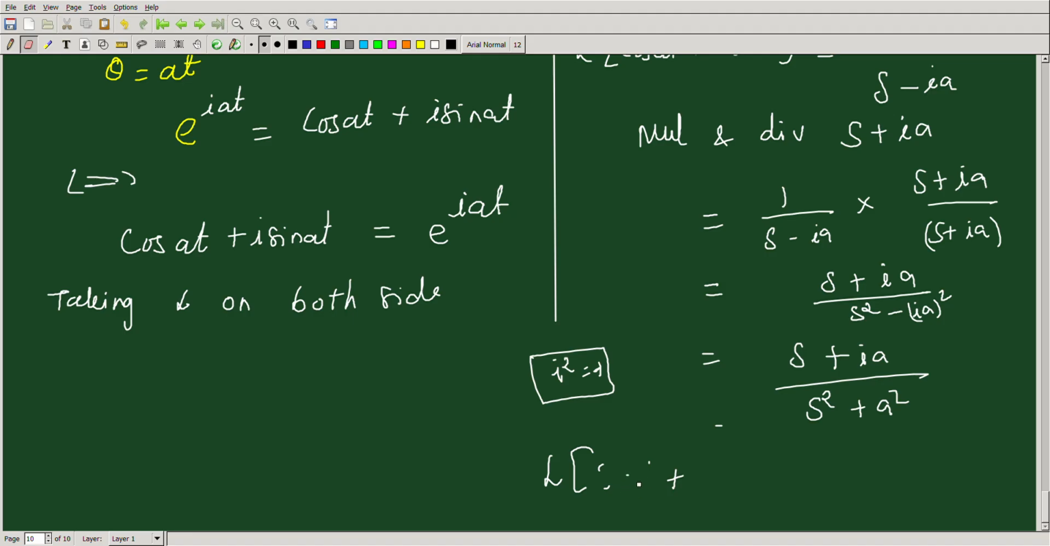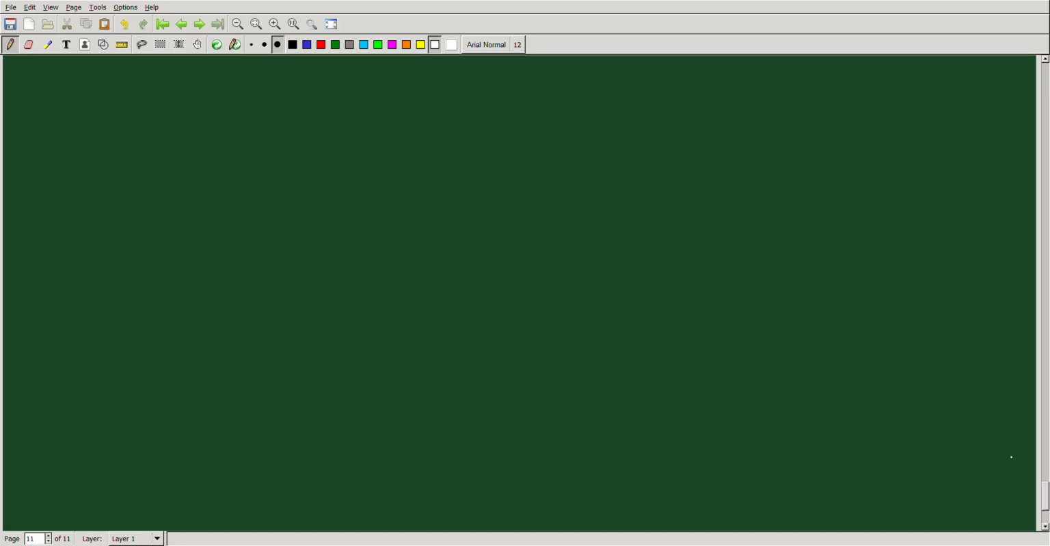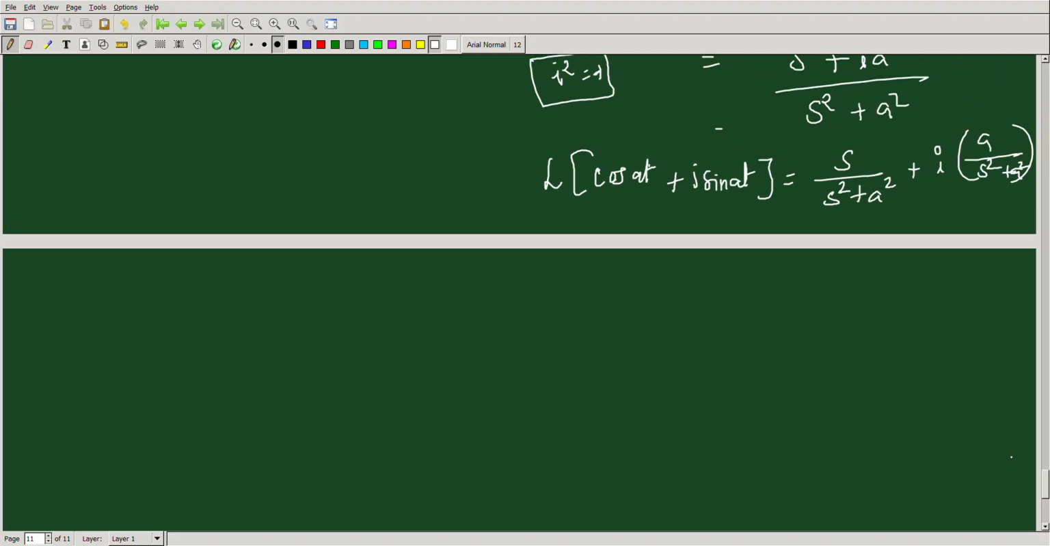Laplace transform of cos at plus i sin at. So you write the same Laplace transform of cos at plus i sin at, which is equal to, I am going to split the function, numerator s by s square plus a square. Similarly the imaginary part i times a by s square plus a square. What I am going to do next step is just comparing the real part and imaginary part separately.